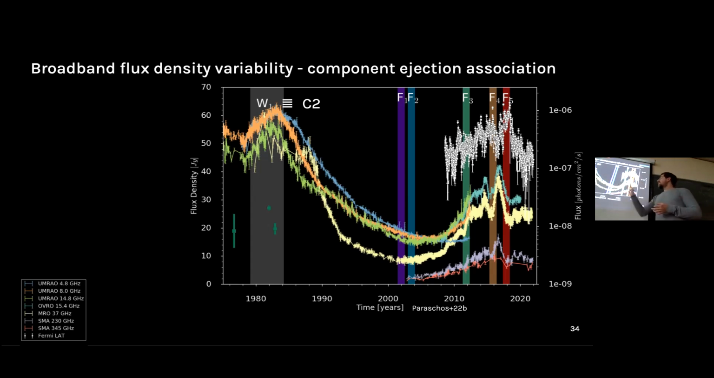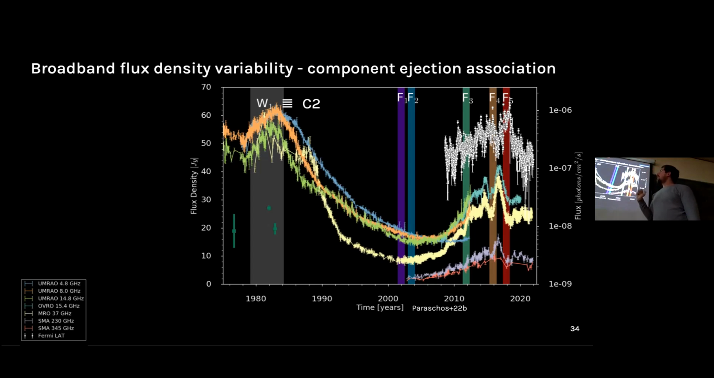But let's go from left to right. On the left, we have this component called W1, and the shaded region shows where it was approximately ejected, plus its error bar. So as you can see, it corresponds to the total intensity maximum that we have for the source, which was in the 1980s.